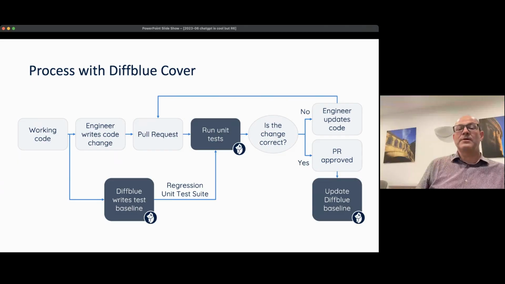So in Diffblue Cover, essentially you've got that test baseline that we've written from the initial set of working code. So you can run those unit tests along with any human tests that have been written as part of the PR process. And then once the PR has been approved, if the engineers either updated the code or they need new tests, then we can update the baseline by essentially rewriting the tests that are affected by a particular pull request. So it works incrementally. It doesn't rewrite all of the tests. It rewrites just the tests that reach the code that was changed in the PR.